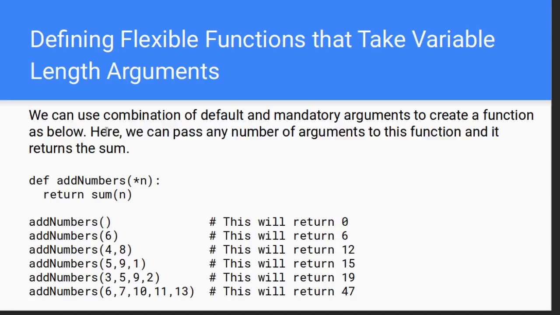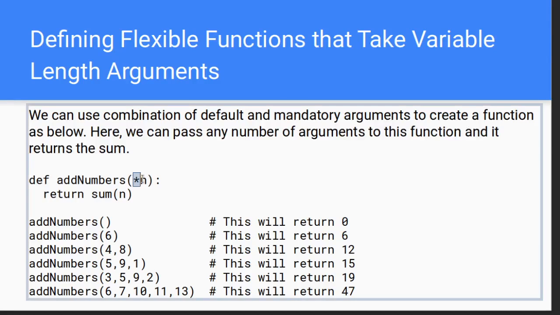We can also have flexible length arguments with an asterisk, which will make n a tuple, so that we can pass any number of arguments to this, from 0 to many.